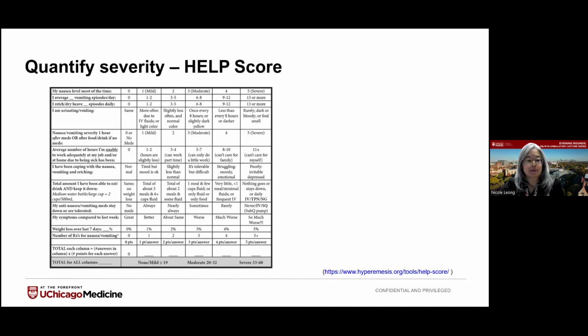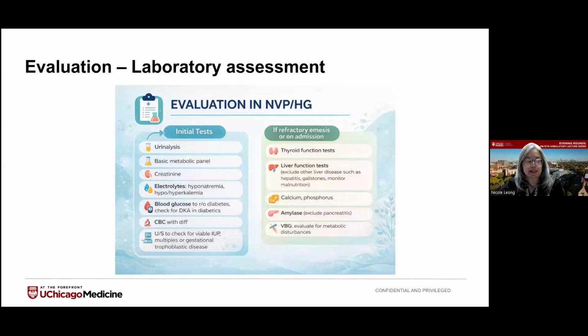Okay, aside from assessing someone's symptoms and the severity of the symptoms, other things that we might do to evaluate someone's nausea and vomiting are some blood work. So initially we can check a urinalysis, and that can evaluate for a urinary tract infection to make sure that we're not missing something else that might be causing nausea and vomiting or illness, as well as it can assess someone's dehydration levels too. So if the urine is extremely concentrated, that could be a sign of dehydration, and maybe we need to escalate treatment.